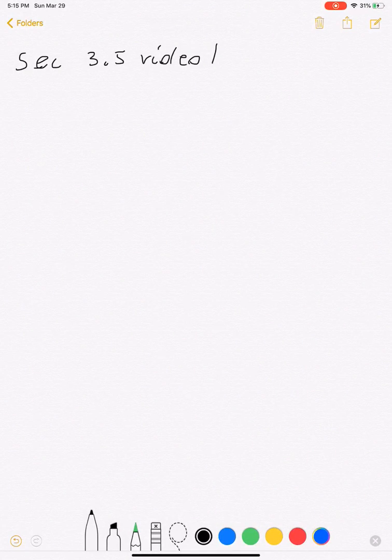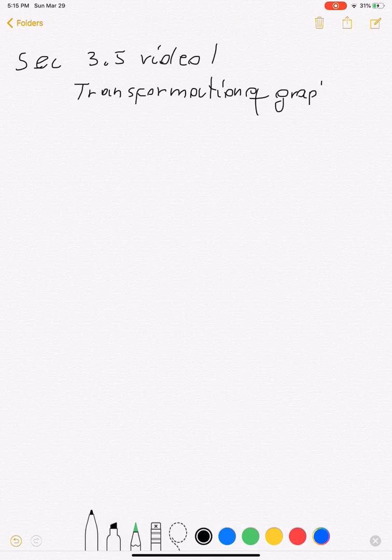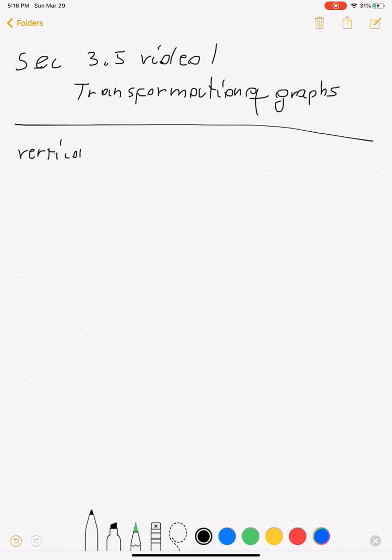Okay, so hello, this is section 3.5 with video 1, transformation of graphs. Okay, so first what we're going to talk about, vertical shift up.